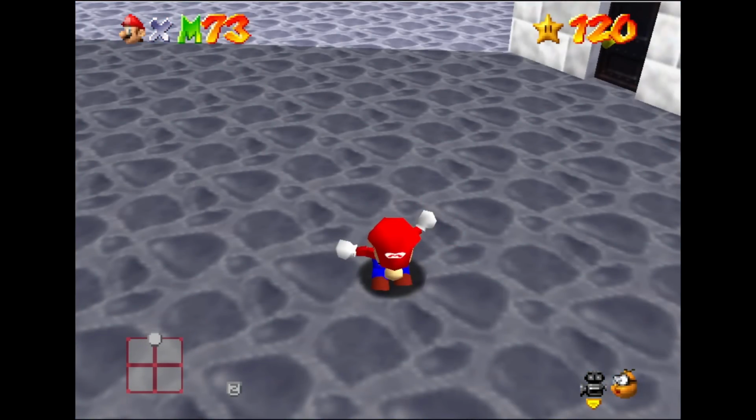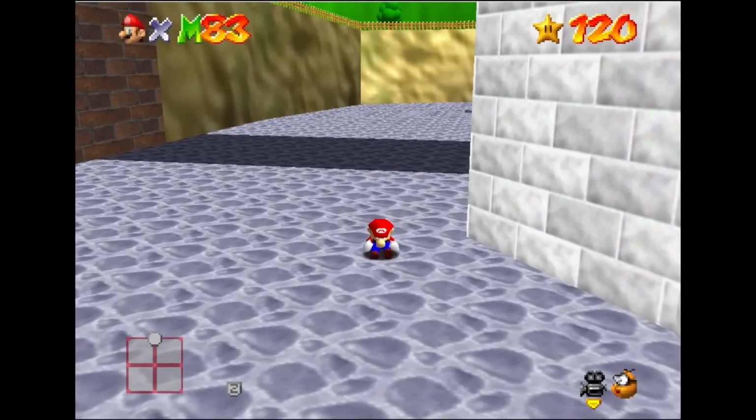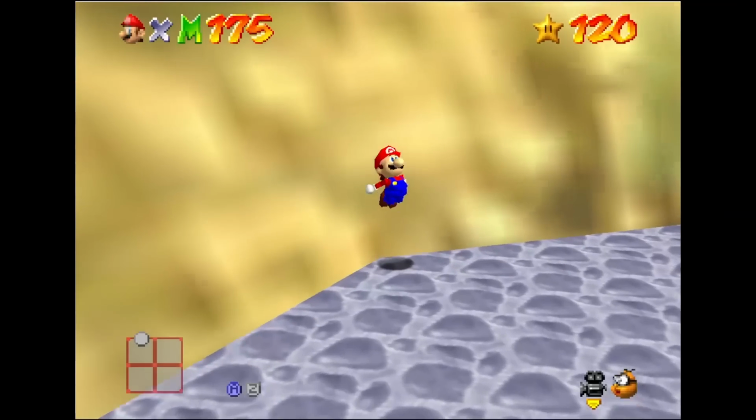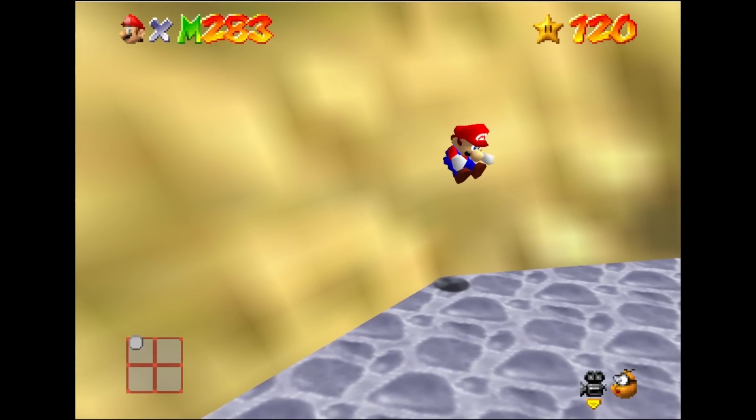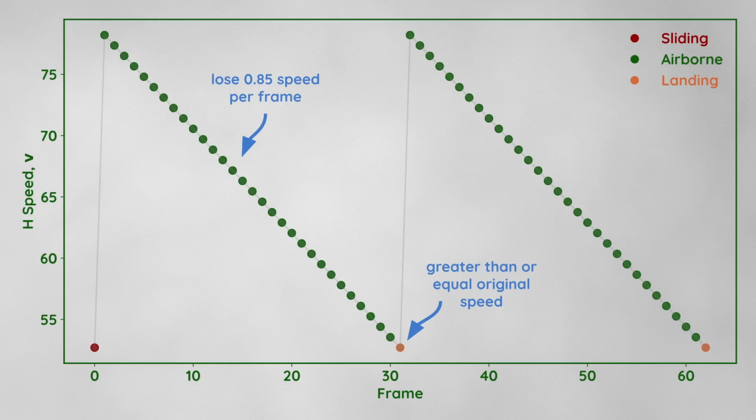Did you know it's possible to gain speed from BLJs on flat ground? Here I've hacked my speed to be 73, and I'm going to long jump, and we land with 83 speed. We gain 10 speed just from BLJing in the air, and each subsequent BLJ will gain even more speed. So what's happening? Well, assuming we're straining opposite to our facing angle, we can only lose at most 0.85 speed per frame. So if we start with enough speed, we can land with greater than or equal to our original speed. But what speed is enough for this to happen?